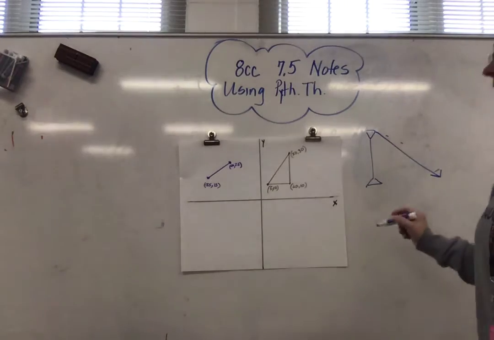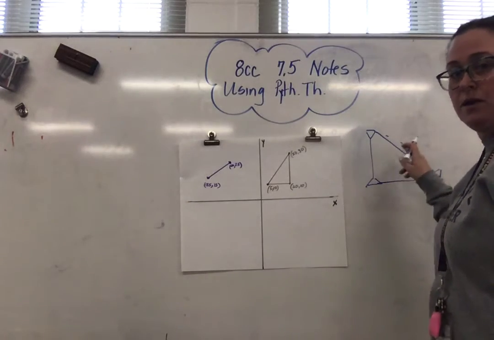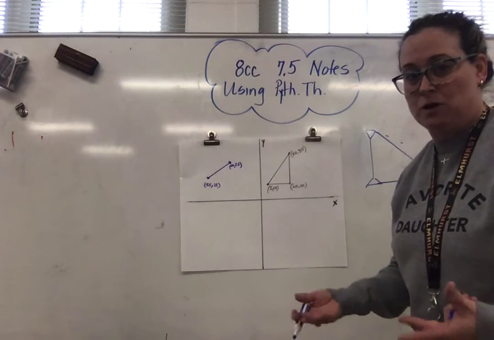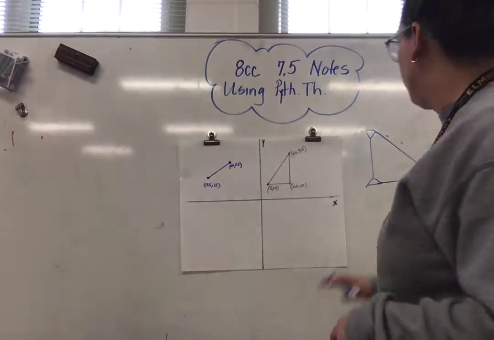So just keep in mind, anytime you have a right triangle, you have two legs and a hypotenuse, or a hypotenuse and a leg, you're going to be able to find the other measurement. I highly encourage you to draw it so you can actually create that right triangle.